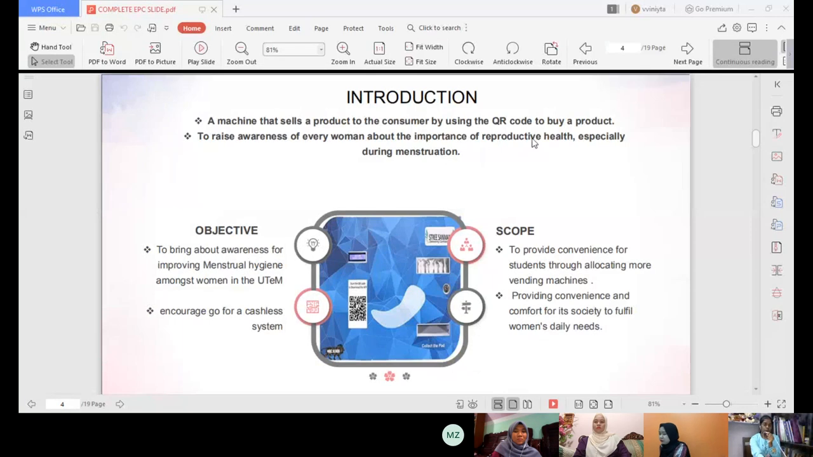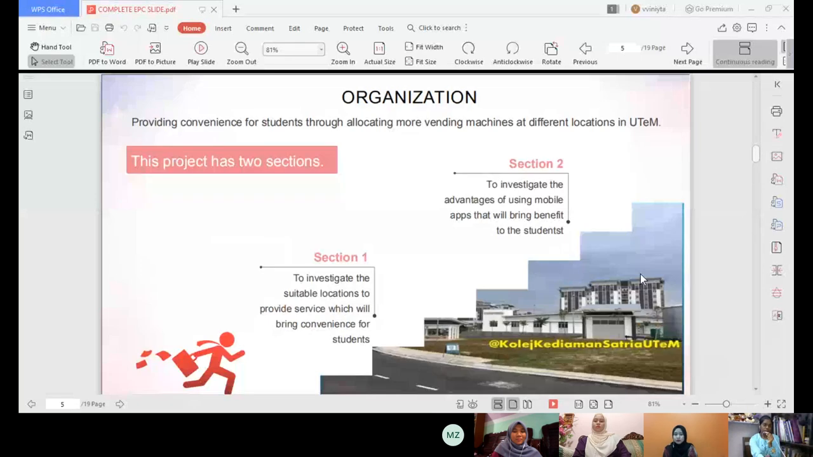Our main scope is to fulfill women's daily needs at different locations in UTEM by upgrading the system using QR code. We collected responses in UTEM by distributing a questionnaire via Google Form to students from different faculties. Our organization is providing convenience for students through allocating more vending machines at different locations in UTEM.